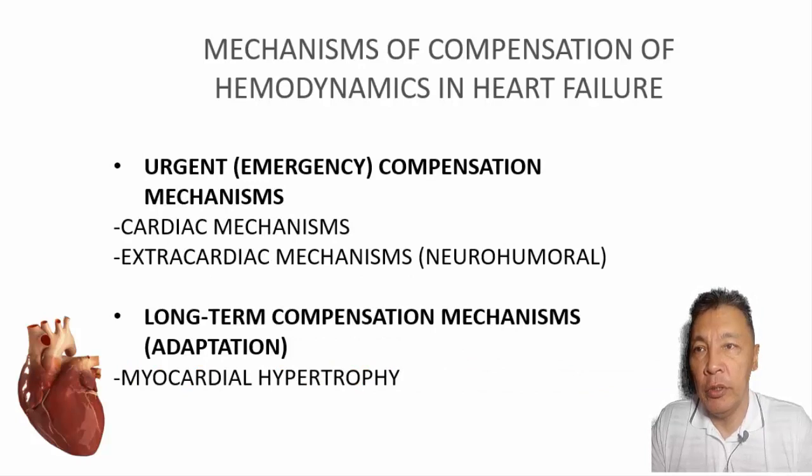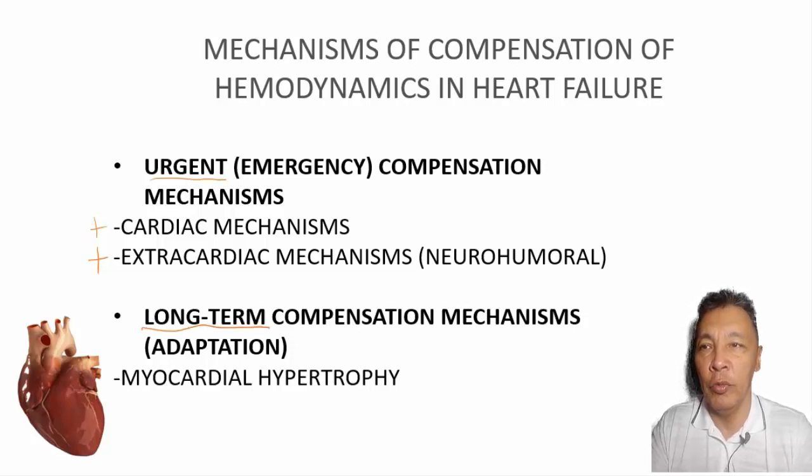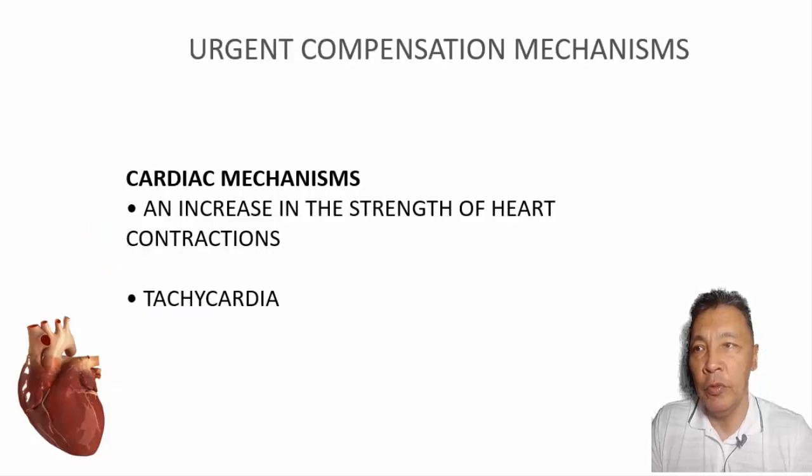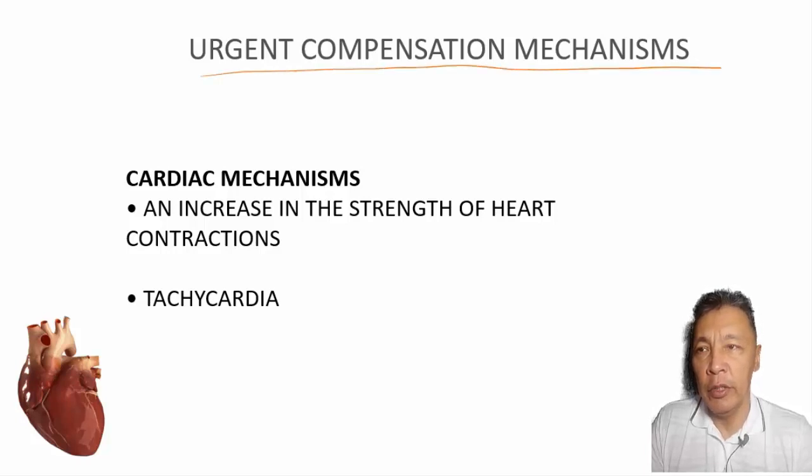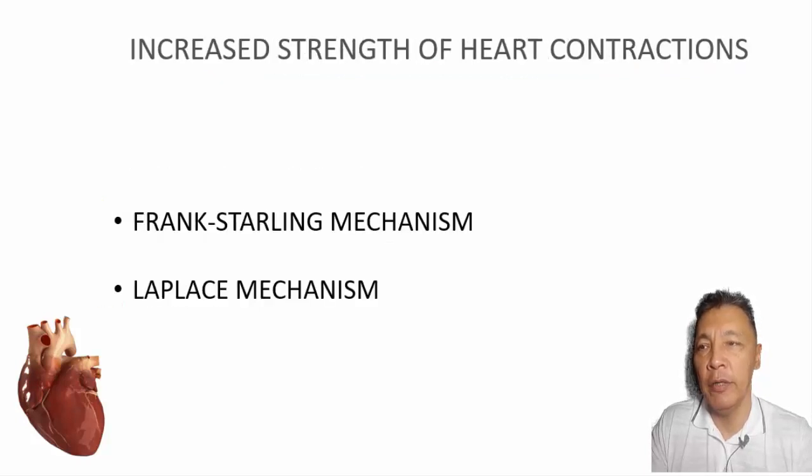Compensation mechanisms for heart failure. Mechanism of compensation of hemodynamics in heart failure. Urgent compensation mechanisms are cardiac mechanisms and extracardiac mechanisms. The long-term compensation mechanism is myocardial hypertrophy. The urgent cardiac mechanism is an increase in the strength of heart contraction, and tachycardia.